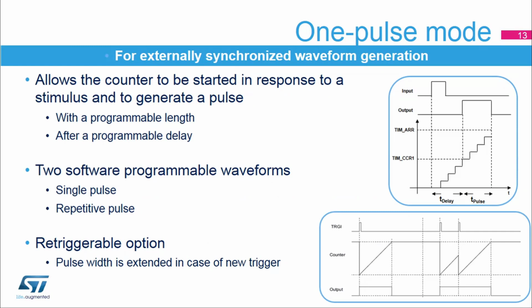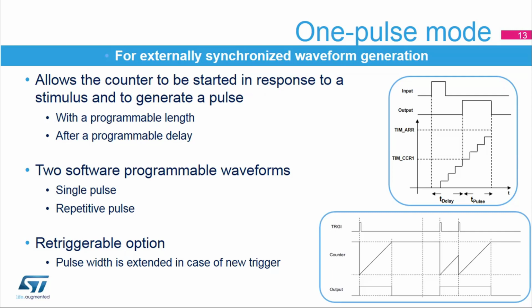One pulse mode is used to generate a pulse of a programmable length in response to an external event. The pulse can start as soon as the input trigger arrives or after a programmable delay. The Compare 1 register, or CCR1 value, defines the pulse start time, while the Auto Reload register, or ARR value, defines the end of pulse. The effective pulse width is then defined as the difference between the ARR and CCR1 register values.